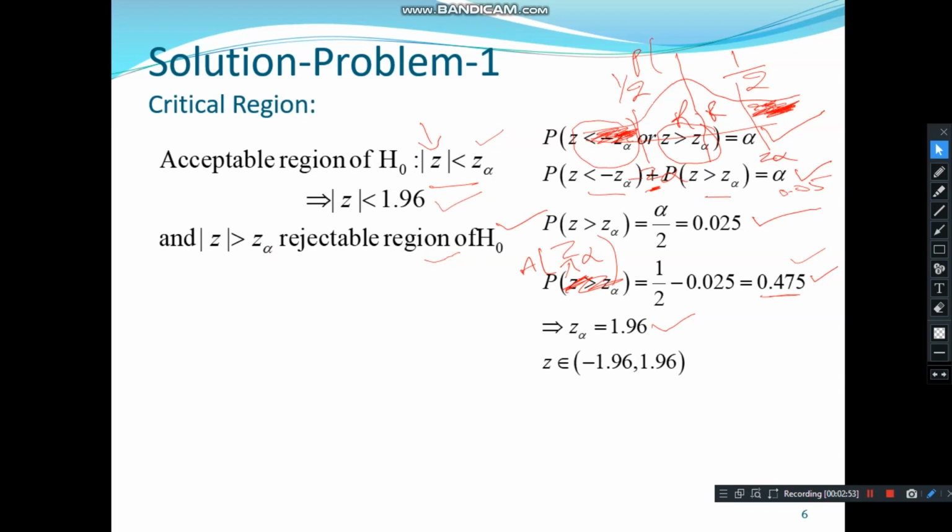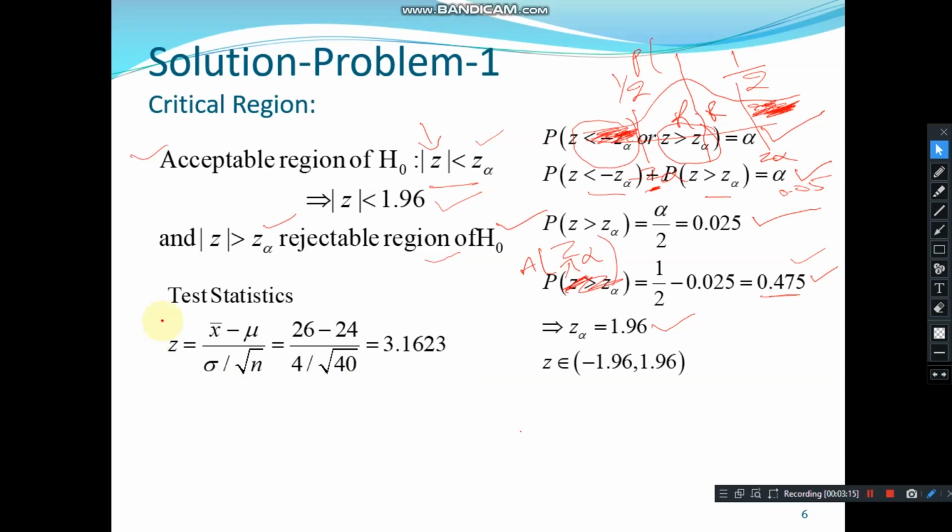Now we have chosen H0, H1, the level of significance, and the critical region, that means the acceptable region and rejectable region. These are all determined. Now we are going to find what z value we get for our problem. Because this is a large sample, as I explained previously, we use the test statistic Z equals x bar minus mu divided by sigma by root n. X bar is 26 in the problem, along with the mean of the population, the standard deviation, and the size of the sample. By calculating this, you will get 3.1623.